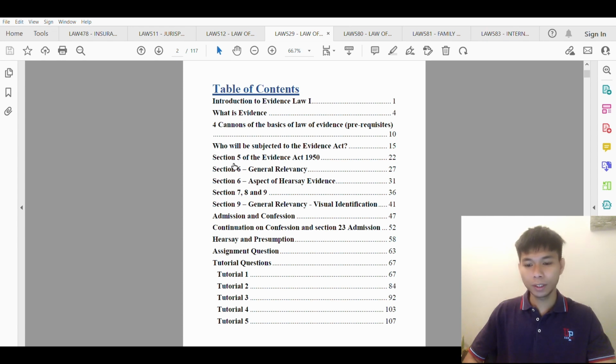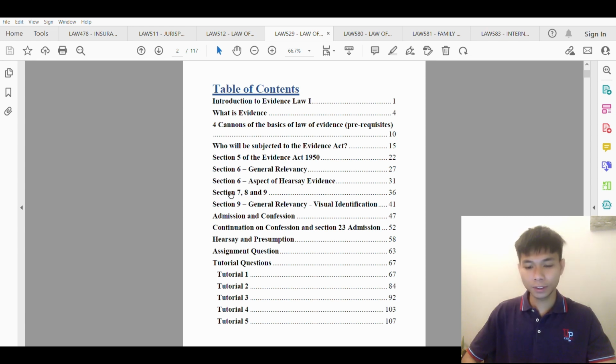Section 6 is for the general relevancy for hearsay or res gestae. So when someone makes a gossip or rumor, it is whereby one party hears from another party. So that is considered as hearsay, which they heard from a third party. So that is not relevant and not admissible. So in order for you to make it relevant and admissible, you have to prove it under res gestae.